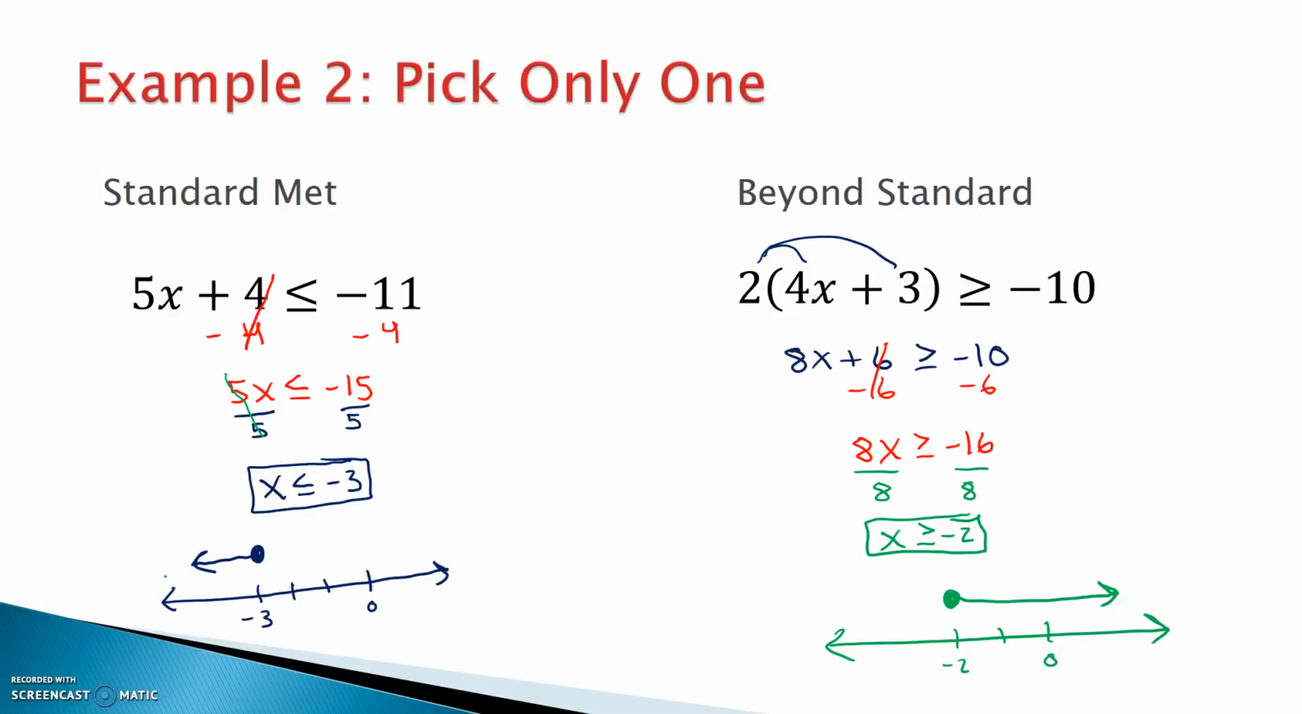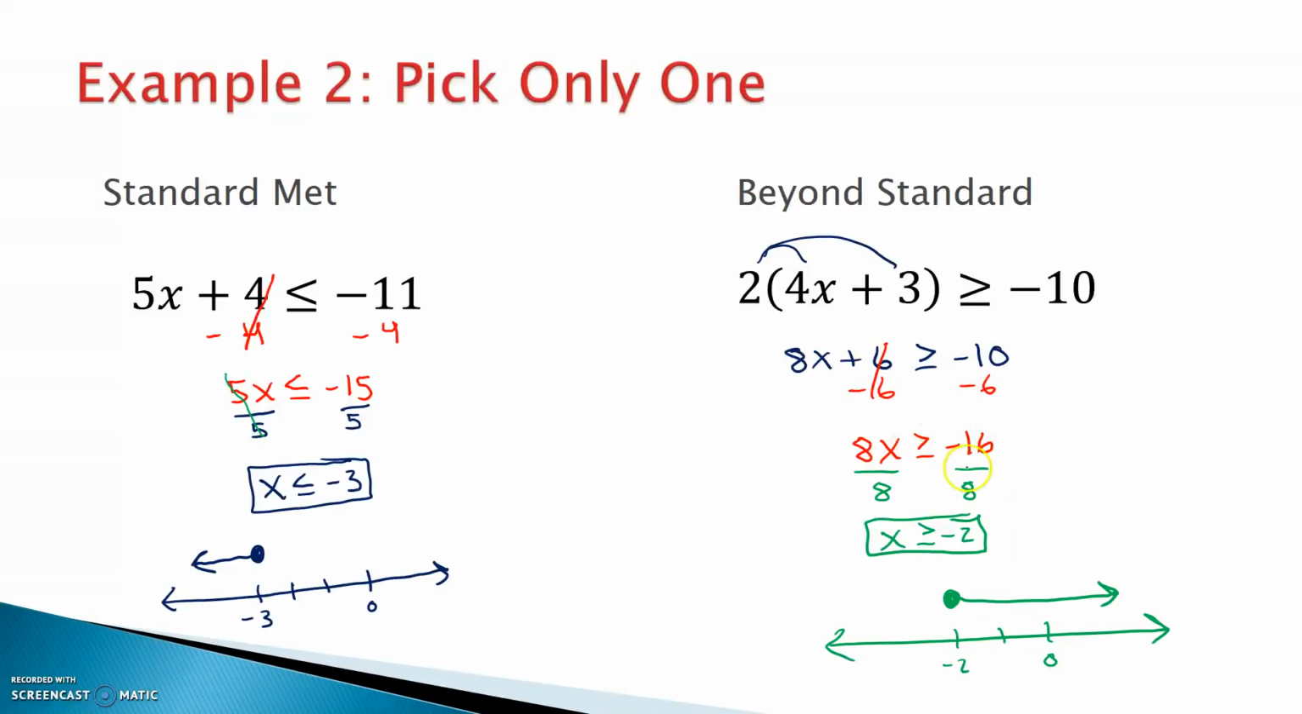All right. Now beyond standard, same thing actually happened here. You distribute first of all. So 2 times 4 is 8. 2 times 3 is 6. How do we get rid of a positive 6? I say -6, -6. Okay, your 6s will cancel out. Again, drop down your 8x. Drop down your inequality as you see it. You owe me $10. You owe me $6. You now owe me $16.